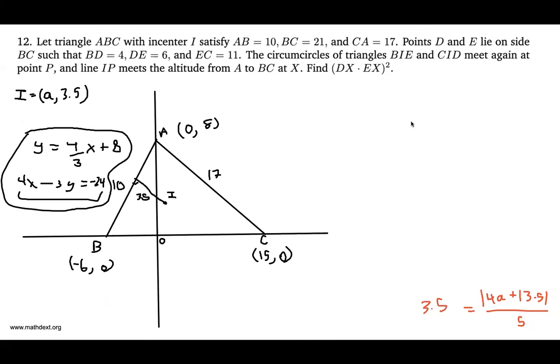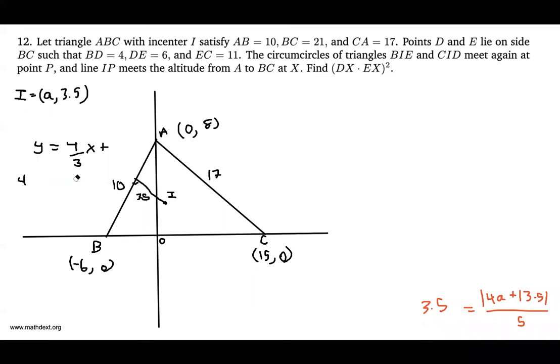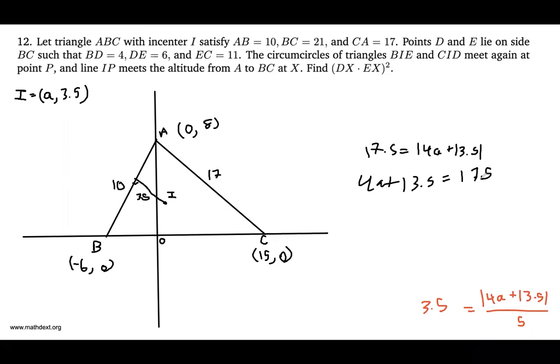Okay, now when we solve this equation, 3.5 equals the absolute value of 4a plus 13.5 over 5, we're going to get two solutions. The reason is because this is an absolute value equation. If we multiply both sides by 5, we get 17.5 equals the absolute value of 4a plus 13.5. What would that mean though? It would just mean that the two solutions are 4a plus 13.5 equals 17.5 and negative 17.5. This first solution would give you a equals 1. The second solution would give you a equals negative 31 over 4.